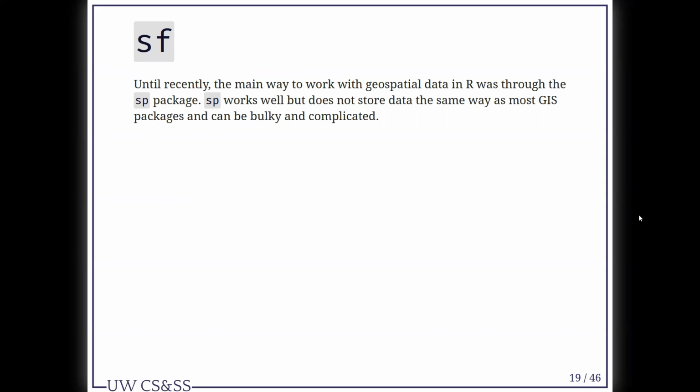So the SF package. Until recently, the main way to work with geospatial data in R was through the SP package. SP works well, and you could still use it, and there are still some people who are really trying to make SP happen. But it does not store data the same way that most GIS packages do, and it can be kind of bulky and complicated. So part of the reason that SP people are not really trying to move is because it's been bulky and complicated their whole lives, and they're just going to stick to it.